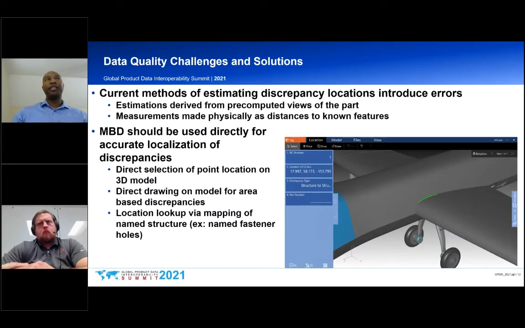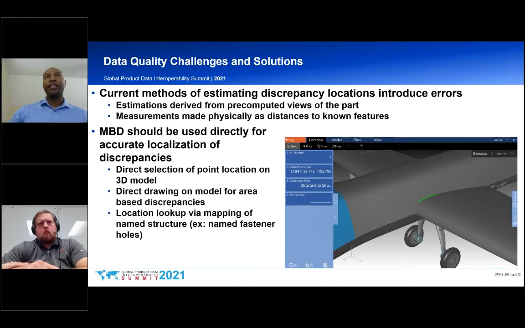So estimating locations, it's not viable to guesstimate on where the location is. It's important to actually list it as exactly as possible. So if it's a point location, then you can interact directly with your model-based definition of that part and specify by just clicking on the mouse or some other mechanism of exactly where that part is. If it is area-based damage, then you can still draw that area onto the actual three-dimensional CAD model in order to get very accurate location information for where that damage is.